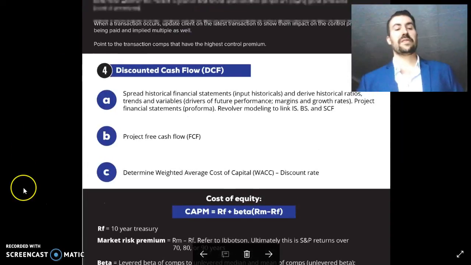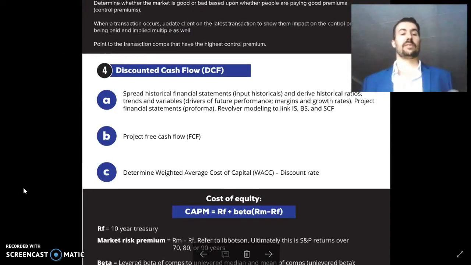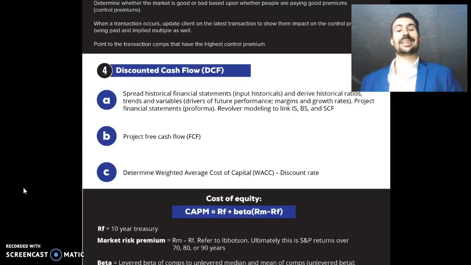The fourth valuation methodology that's used in investment banking is known as discounted cash flow, or DCF. And the first step is to spread historical financial statements. We're going to be inputting the historicals to derive historical ratios, trends, and variables. And these are the drivers of future performance, meaning the margins and growth rates are the drivers. And we're going to project financial statements, or pro forma, as well as do revolver modeling later on to link the income statement, the balance sheet, and the statement of cash flows.